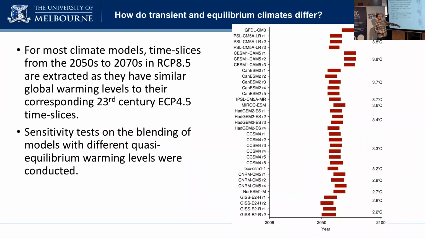So this is just showing the different models, and there's multiple simulations for some models. The levels on the right are the level of global warming we're looking at in the ECP, and then the equivalent period we're taking from the transient world. So this is in time. We're taking mostly periods from the 2050s and 2060s rather than, say, the 2020s, where the aerosol effect would be really important. And you can see I've got about 12 or 13 climate models that I'm using here that have all the data that I need to do this.